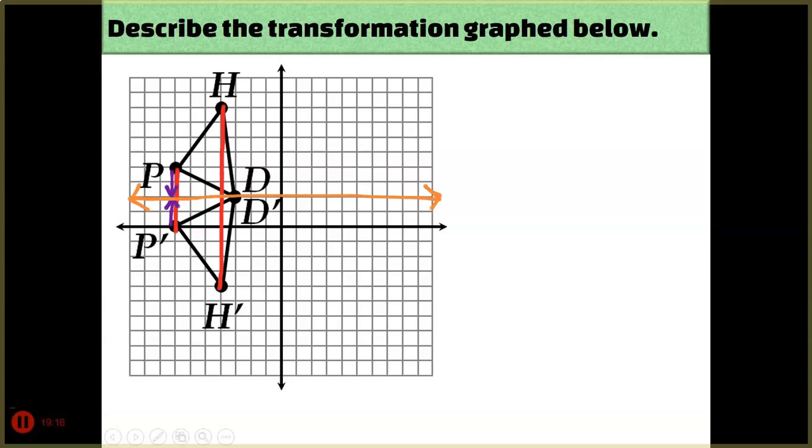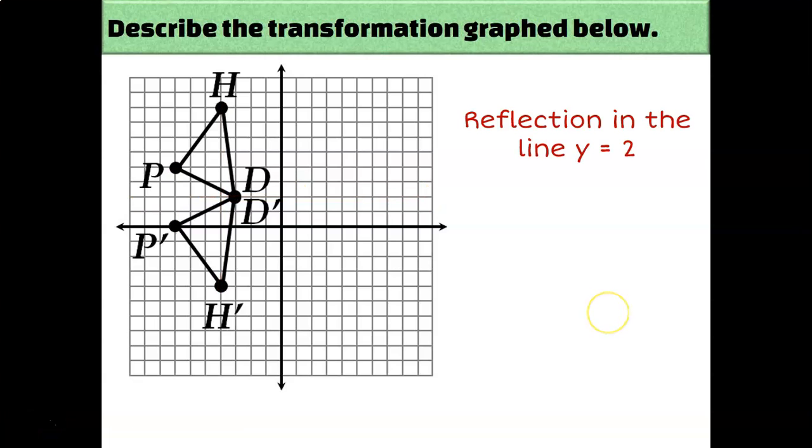But what's the equation of that line? Well, it's horizontal, so that means it must be a y equals equation. But y equals what? y equals 2. So my description for this transformation would be that it's a reflection in the line y equals 2.